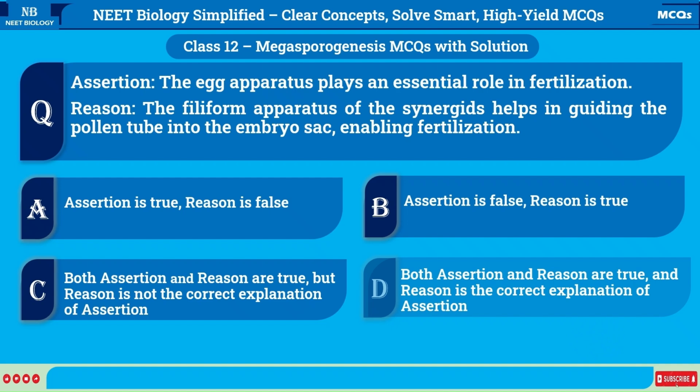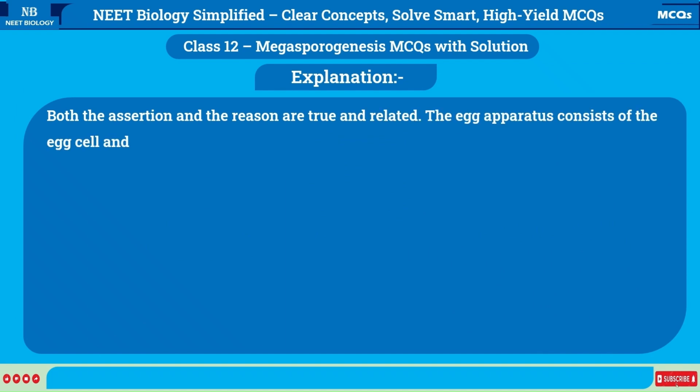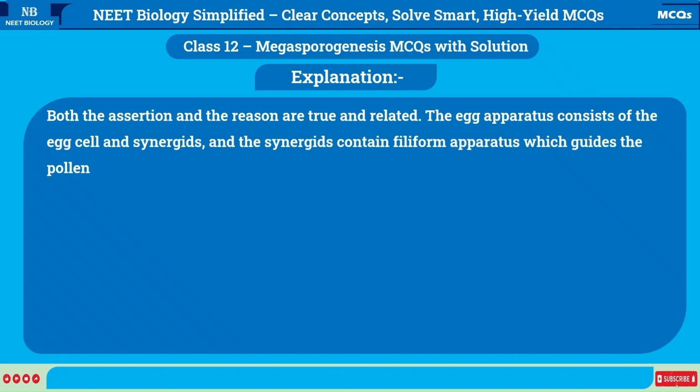Correct answer is D. Both assertion and reason are true, and reason is the correct explanation of assertion. Explanation: both the assertion and the reason are true and related. The egg apparatus consists of the egg cell and synergids, and the synergids contain filiform apparatus, which guides the pollen tube to the egg cell. Hence, the reason correctly explains the assertion.